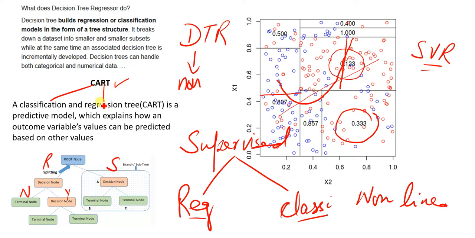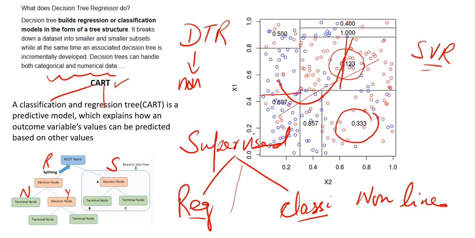So CART, I have explained that decision tree supports classification and regression, which comes under supervised learning in machine learning. So what does decision tree regressor do? Decision tree builds regression or classification models in the form of a tree structure, which I showed here. It breaks down the data set into smaller and smaller subsets, while at the same time an associated decision tree is incrementally developed. Decision trees can handle both categorical data and numerical data. Whatever I explained is written here. I hope the concept is clear.